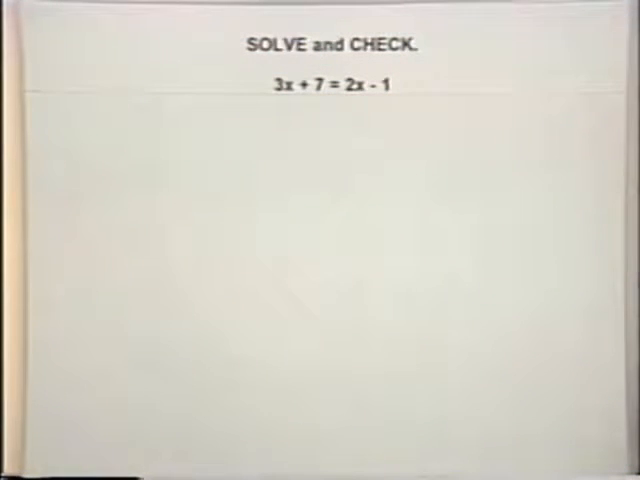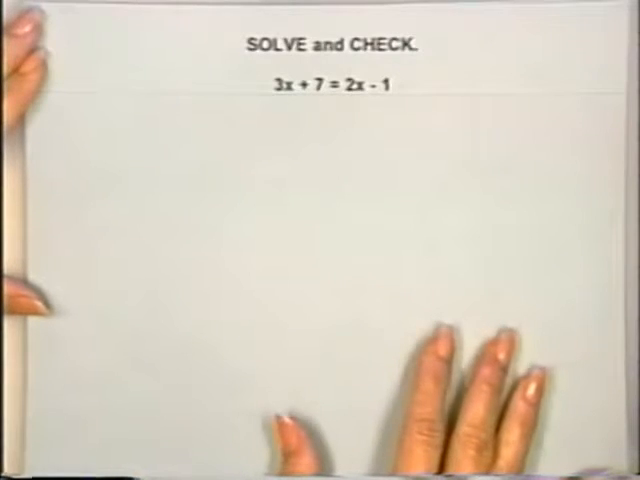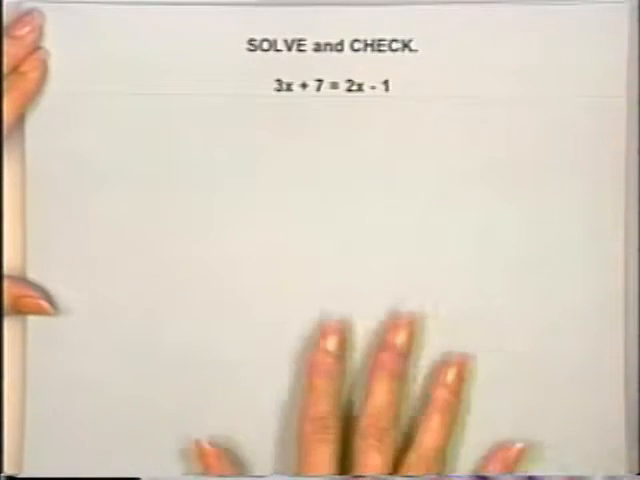What do we mean by solving linear equations in one variable? Is it important for us to know what the word solve means? When we're given a problem to work and the instructions say to solve and check, do we know what we're supposed to do? Let's look at a typical problem. Solve and check. 3x plus 7 equals 2x minus 1.